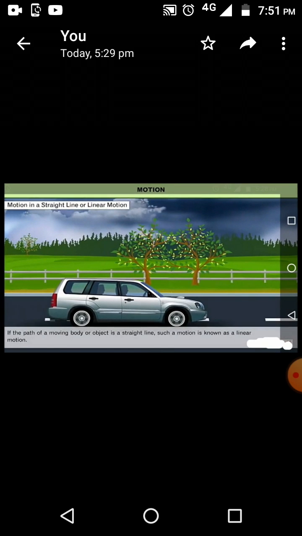Now, motion in a straight line or linear motion. If the path of a moving body or object is a straight line, such a motion is known as a linear motion.